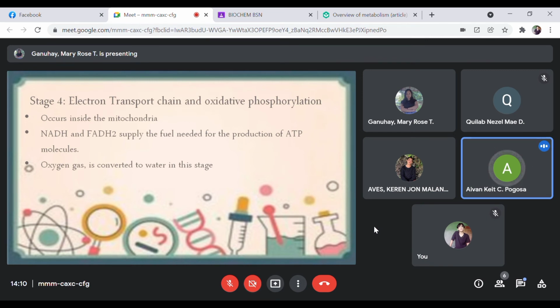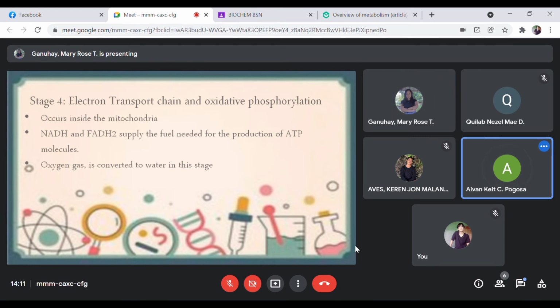The hydrogen ions are transported to the intermembrane space in the mitochondria. The electrons are transferred to the oxygen and it is reduced to water. The hydrogen ions re-enter the mitochondrial matrix and drive the ATP synthase reaction to produce ATP. ATP is the primary energy carrier in the metabolic pathways.